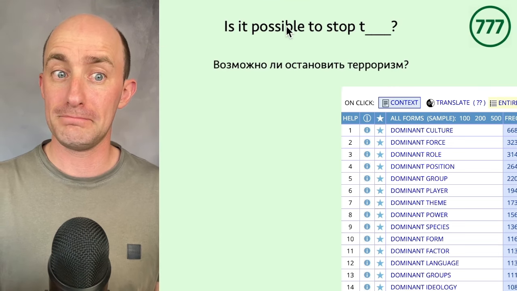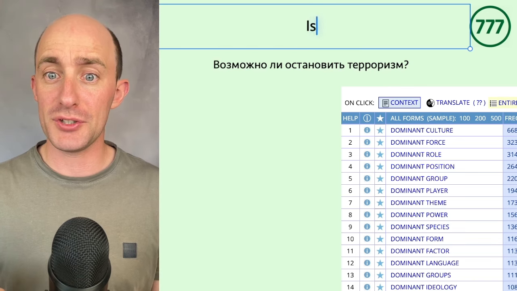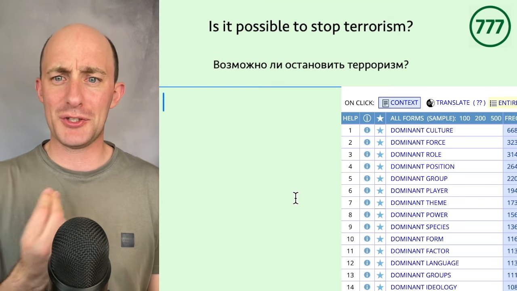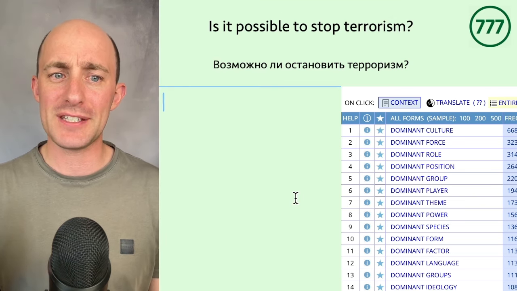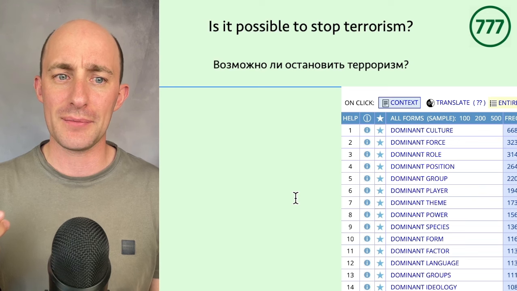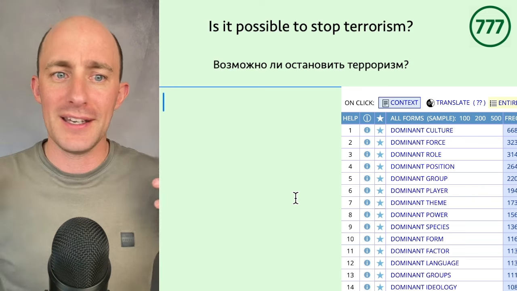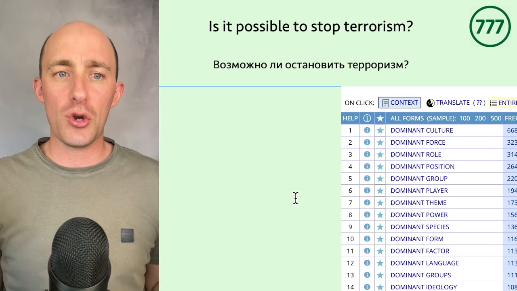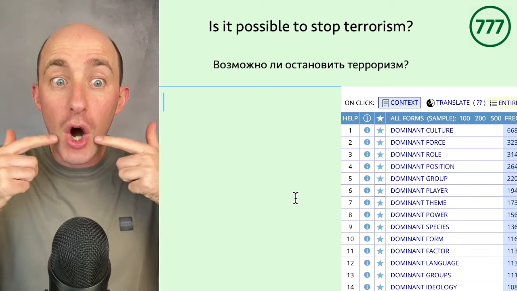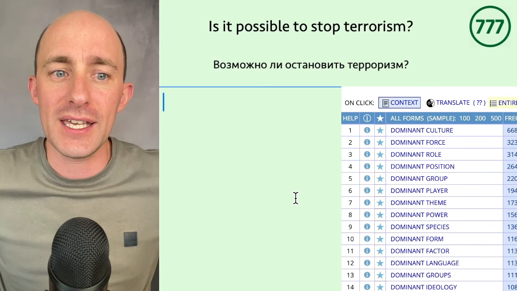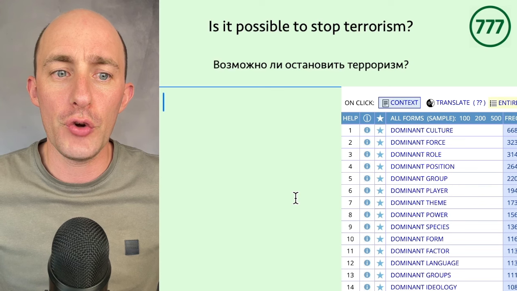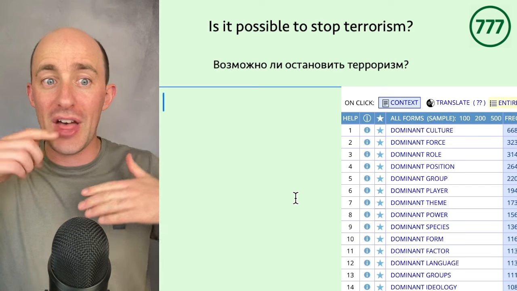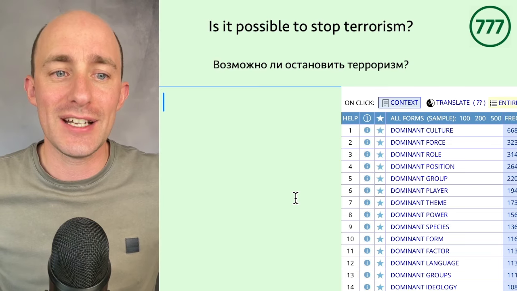The next one, возможно ли остановить терроризм? Is it possible to stop terrorism. This word has two R sounds in it, so it's quite difficult to pronounce. Terrorism, especially if your mouth is closed. It's impossible. Terrorism, terror. You can say it only if your mouth is open. Look, there's a gap between my teeth. Terrorism. Open mouth, tip of the tongue goes up. Terrorism.